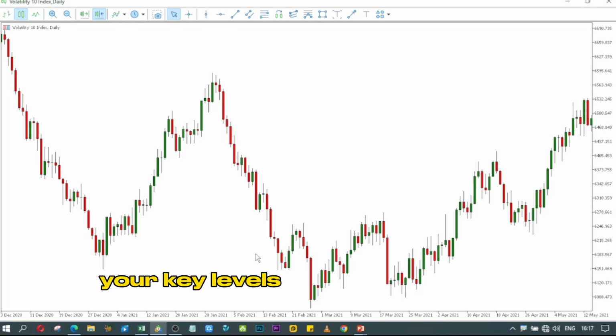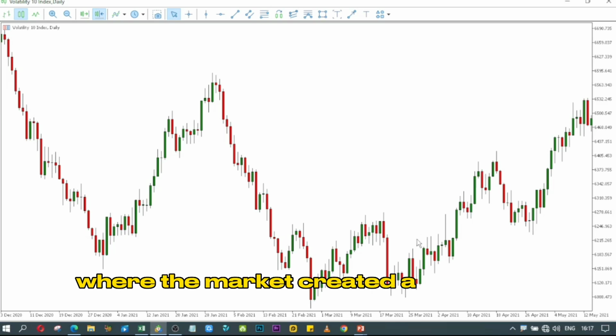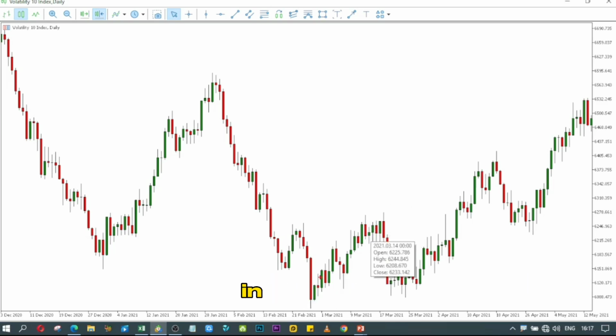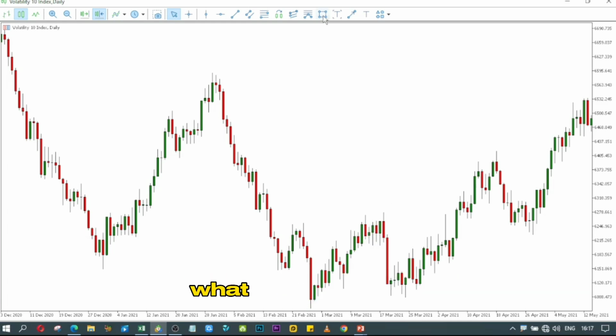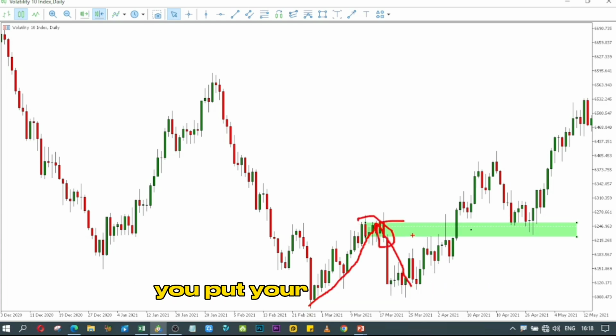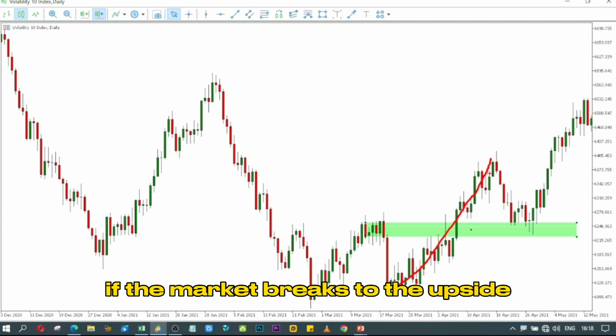Your key levels are, at any point in an uptrend, where the market created a pullback from. So for example, in this case, the market moves here and makes a pullback. So what is my key level? It is this point right here. You can see the market makes a move and pulls back, and then we mark this zone. You put your rectangle tool and you mark this zone, and then you are looking again to see if the market breaks to the upside, right?